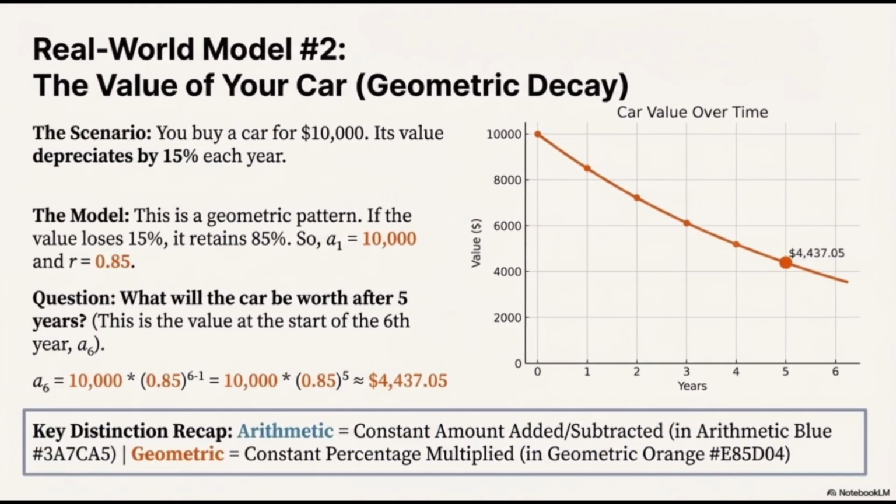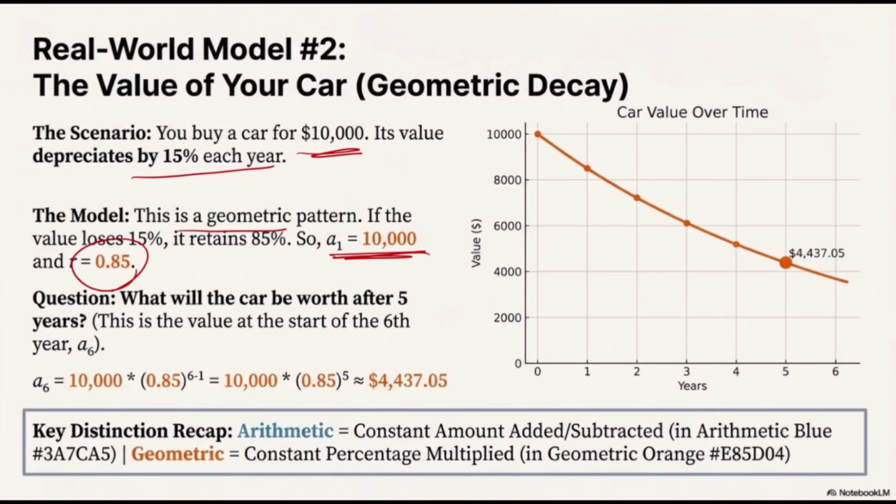Let's talk about the value of a car, the geometric decay. Here's a scenario. You buy a car for $10,000, and its value is going to reduce each year by 15%. This is a shrinking scenario. So here's the model. This is a geometric pattern. Why? Because I have my car, which has the first value of 10,000, and each term, or each year, is going to decrease by 15%. Or I can say that my r, or ratio, would be 0.85.